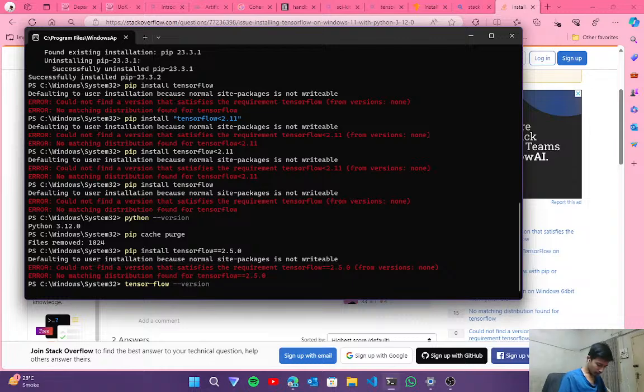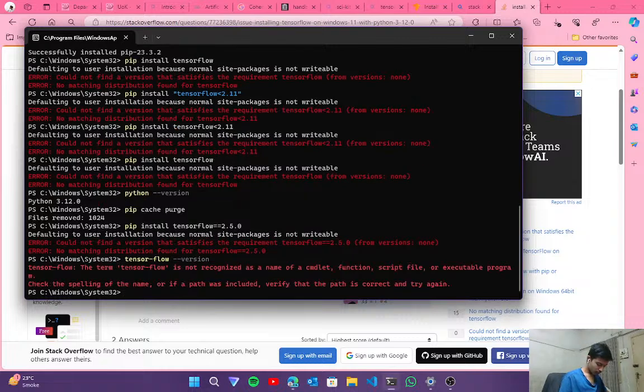So let's not dive into TensorFlow right now. Let's work with scikit-learn, and let's just make sure that we have Jupyter Notebook installed.